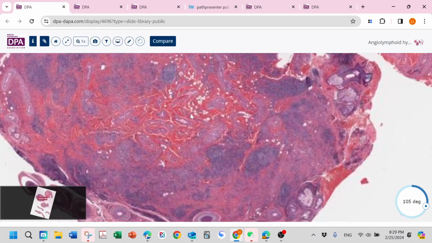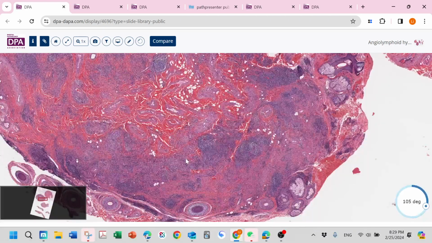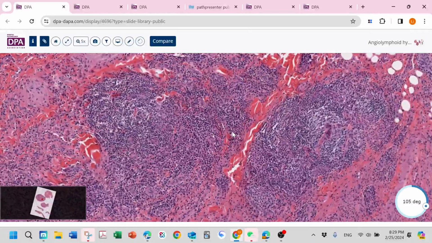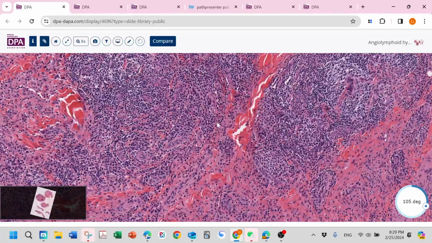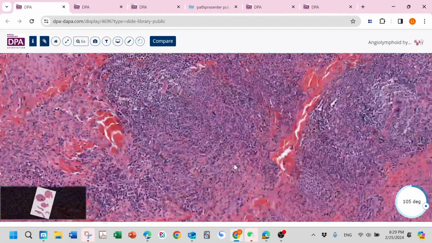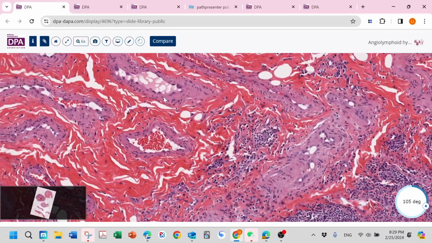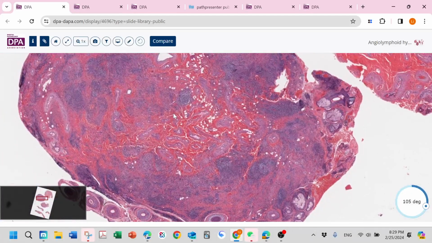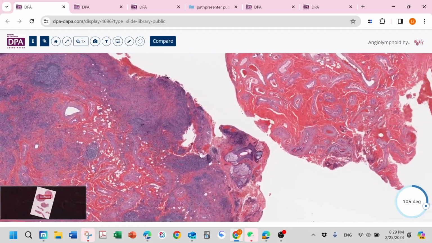But when you zoom in, other than this lymphocyte proliferation, you usually will see tons of these cells, eosinophils, tons of eosinophils inside. So you may just be thinking, oh, could it be ALHE? And then you need to find other features.